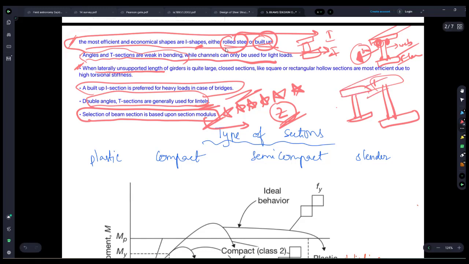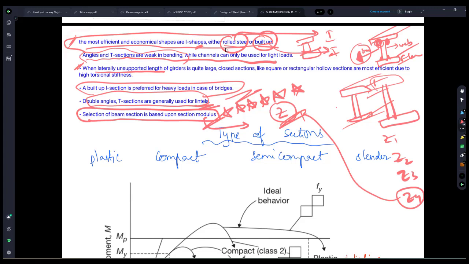For example, you are given 4 options: ISMB, ISLB, ISHB, so and so, and you will be given some values for it: Z1, Z2, Z3, Z4. You will select such that whatever value is more than the required section modulus. Based on the section modulus only, you will be deciding which beam you have to go for. Okay. Section modulus क्या रहना चाहिए? It should be more compared to the section modulus which is required.